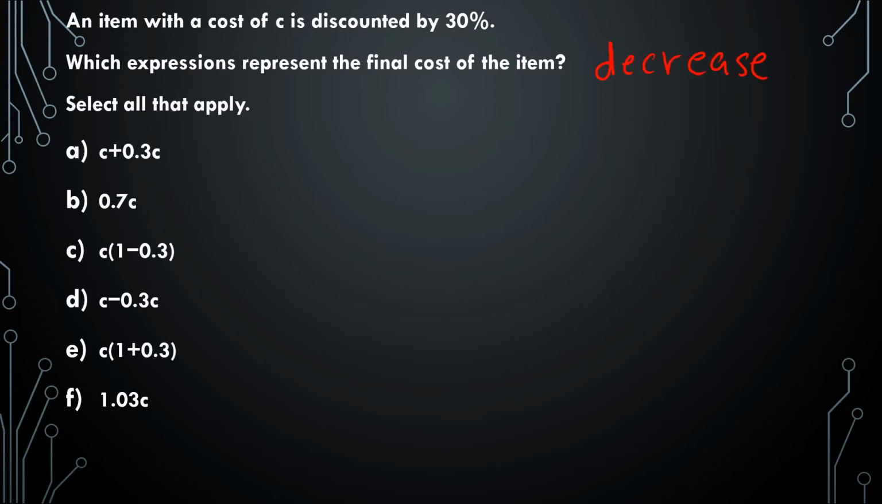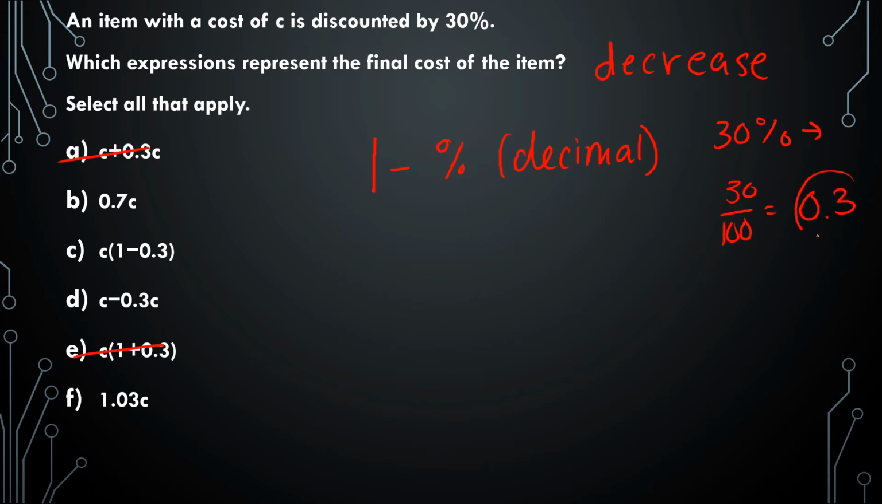Okay? So right off the bat, any of these examples that show me a plus sign, I'm going to get rid of, because I know that with a decrease, I'm going to be subtracting. So when I remember my formula, which is 1 minus my percent, don't forget to change it to a decimal first. Okay, let's do that. I have 30%. To change this to a decimal, I need to do 30 divided by 100, which gives me 0.3. So I'm going to be doing 1 minus 0.3, and that is going to give me 0.7. So 0.7c is one of the answers that I want to pick.